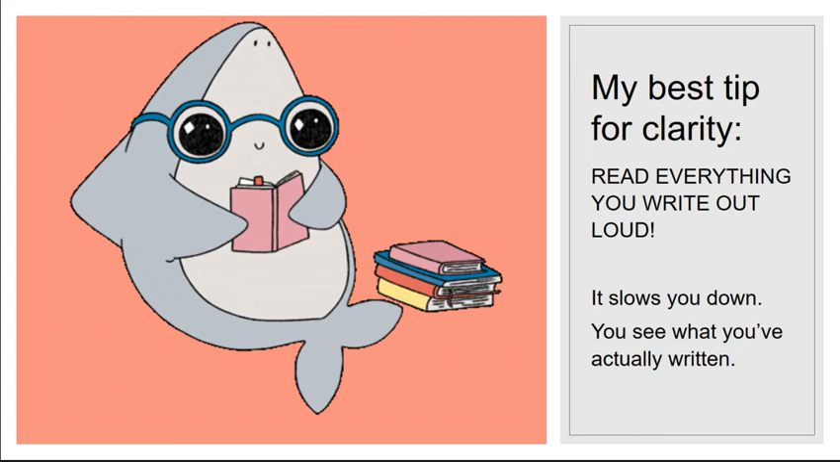Now, my best tip for clarity is to read everything you write out loud. It slows you down to see what you've actually written. If you come across a sentence that seems tangled or that stops you, it's usually one of three things. It's a lack of parallel structure, that the descriptions you have in that sentence are not close enough to the thing that's being described, or that your sentence is using passive voice when it should be using active voice. Slow down and read everything that you've written. Listen, because we hear mistakes in English before we see them.